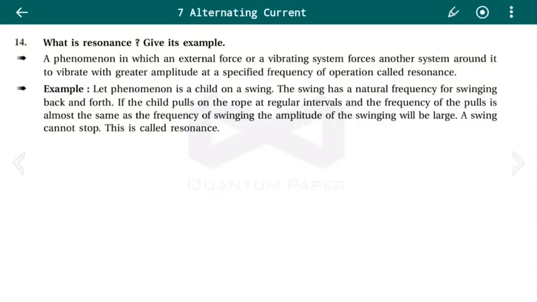In this video we are going to discuss the resonance of LCR series circuit of chapter 7, alternating current. So first of all, let us understand what is resonance.